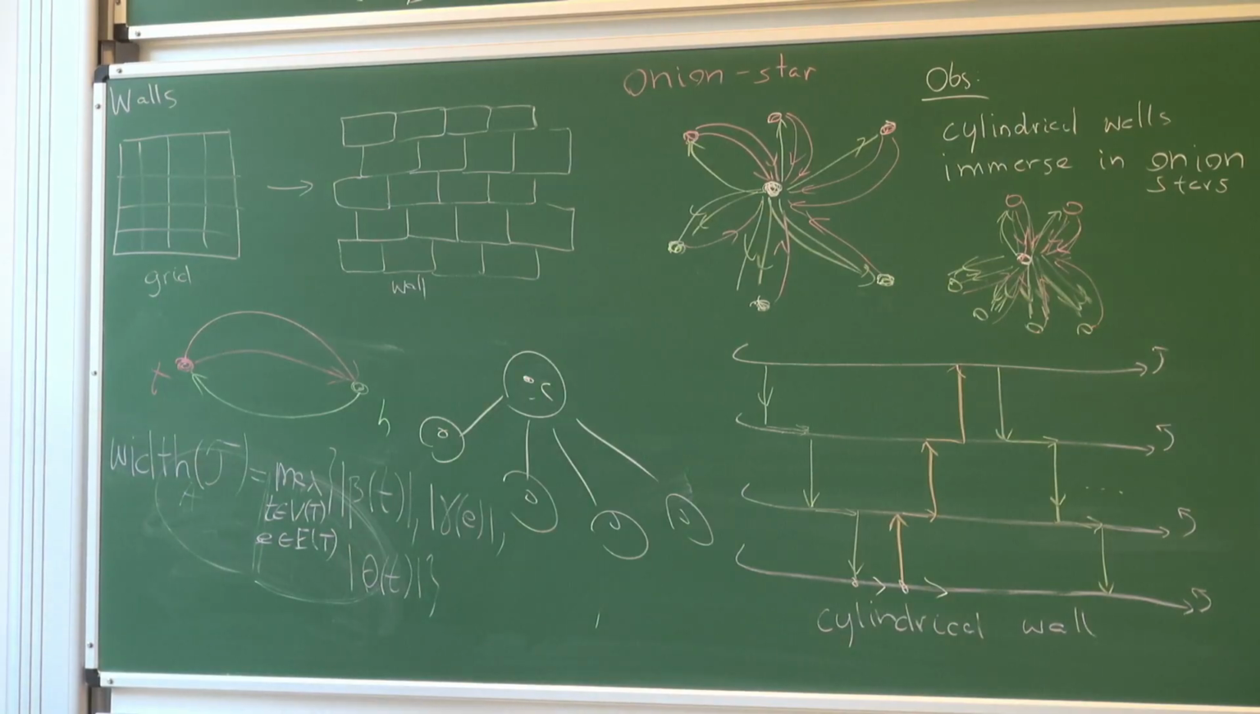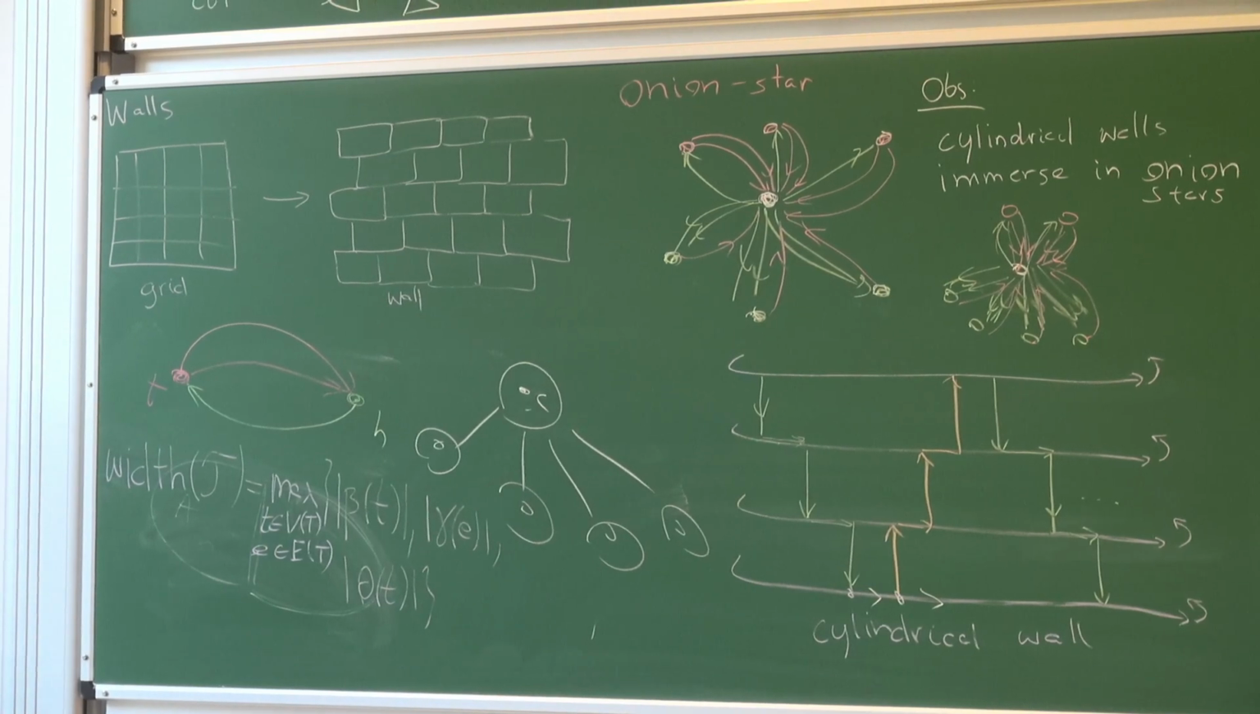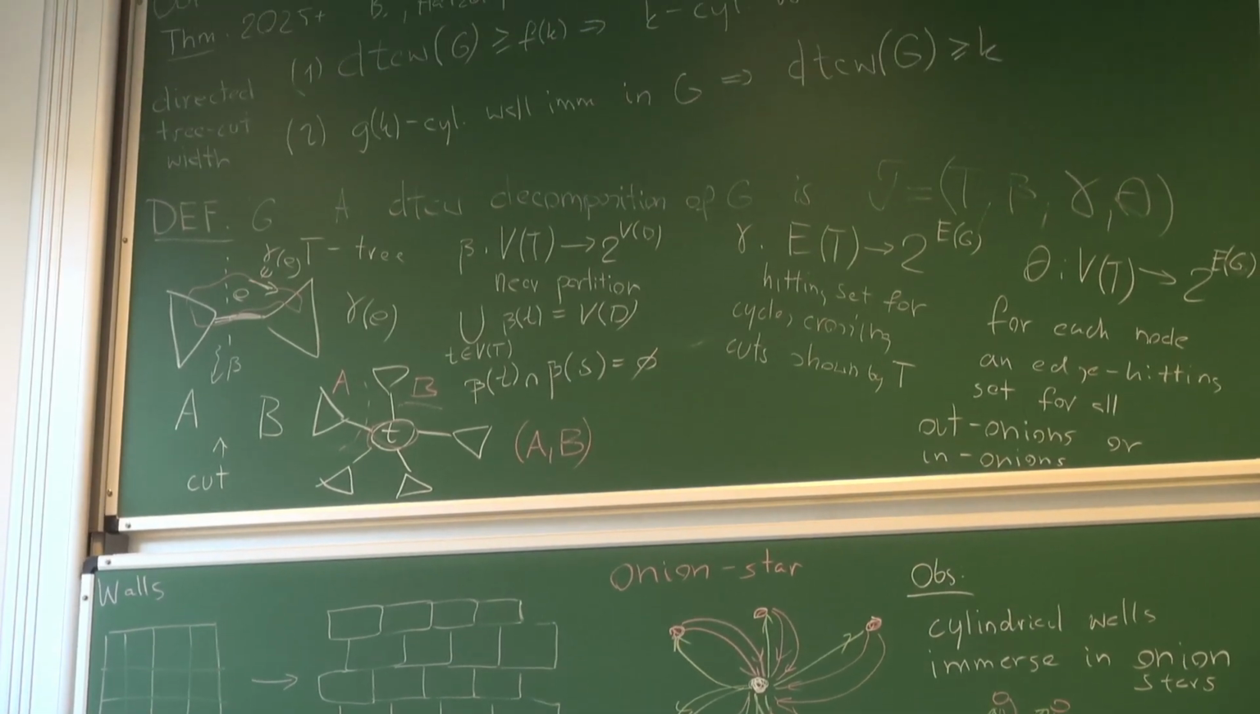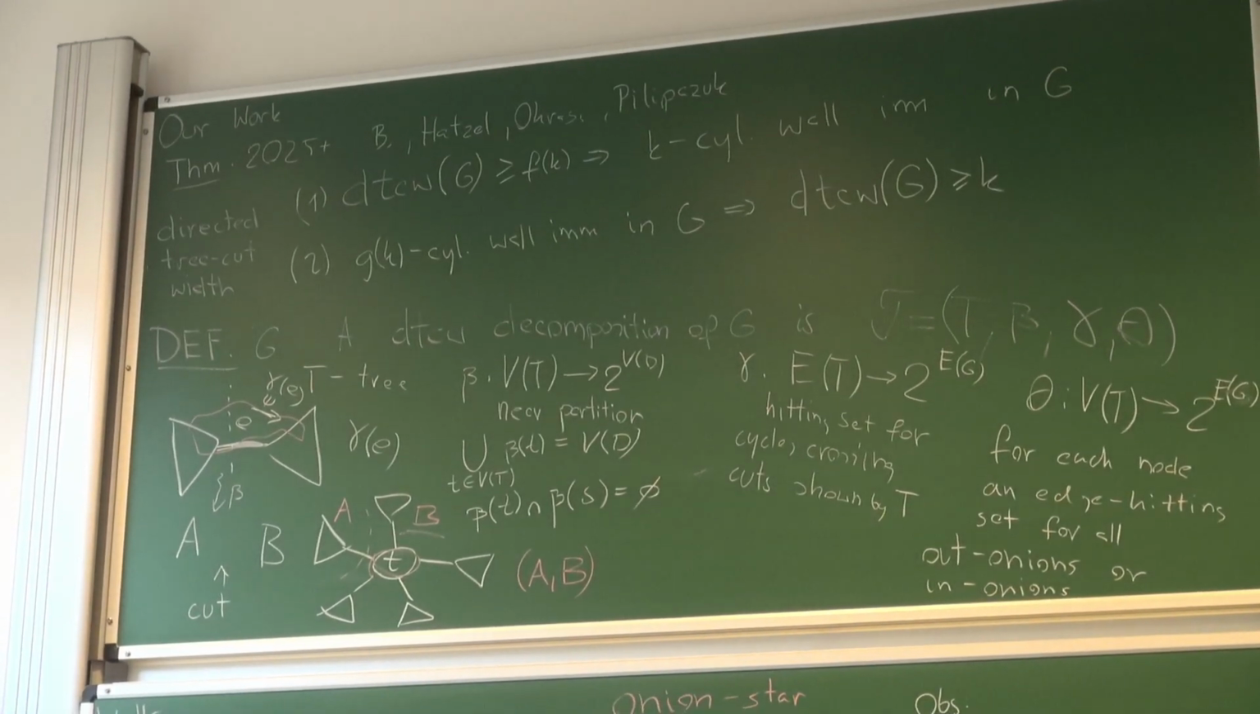Okay, so it seems tricky to start talking. What does it mean that this width is large? Like no idea. You need some dual object or something. Do you have a dual object for this? Yeah, the cylindrical wall. How do you prove the first implication? Going from large directed tree cut width to the wall. That's the side I will try to explain today.